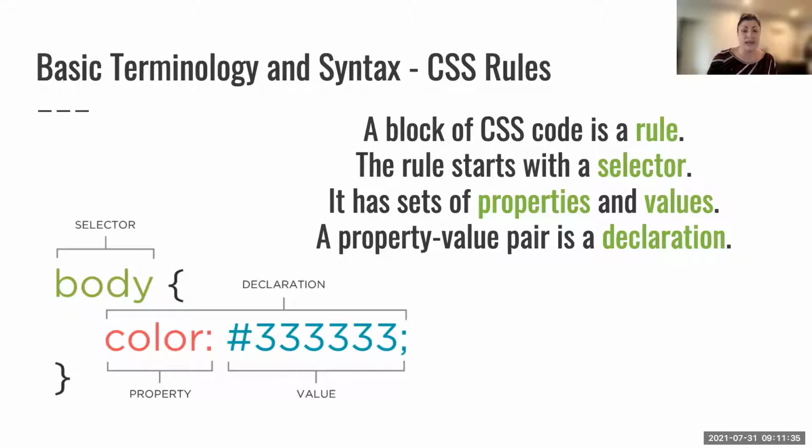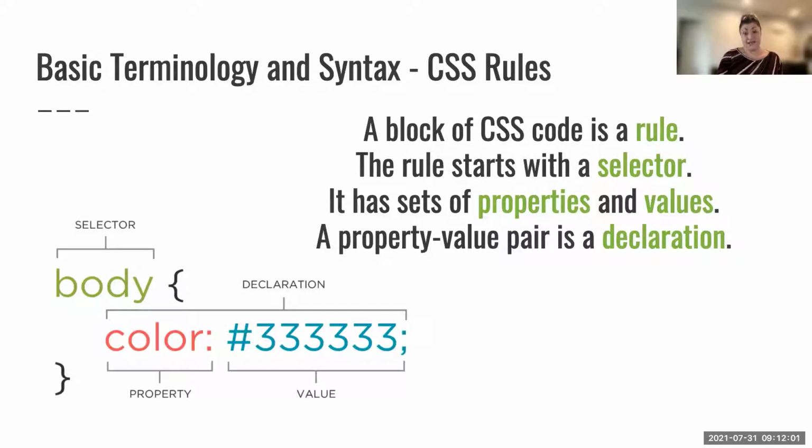So how we get it to do what we want is we create a rule. A block of CSS code is a rule. And a rule is made up of a selector and a declaration, which is made of a property and a value. So body, for instance, is an HTML tag, which you might remember from the HTML class if you were in there. That's one chunk of code in a tag called body.